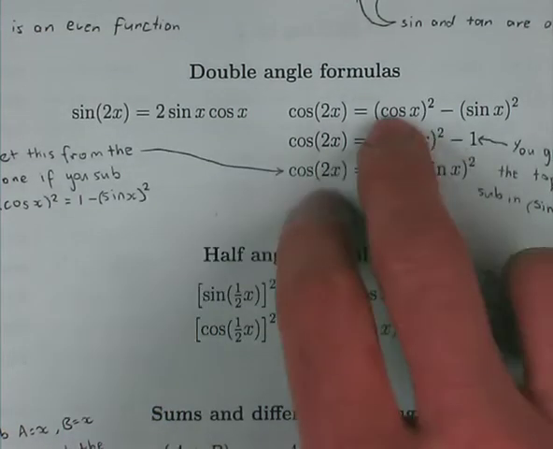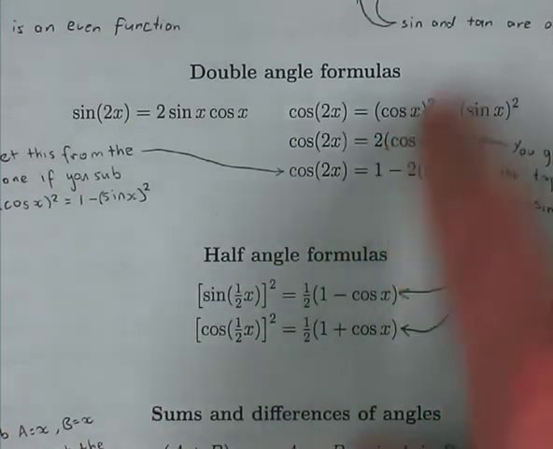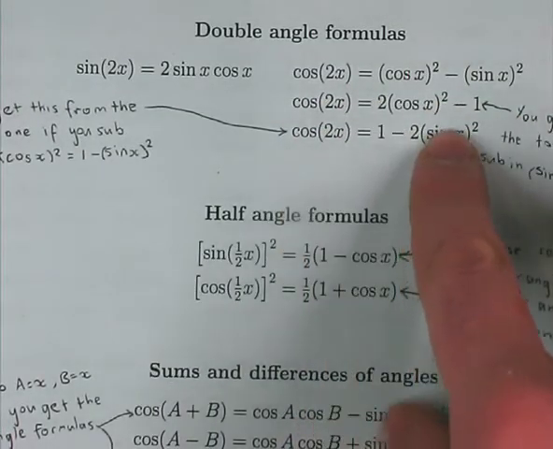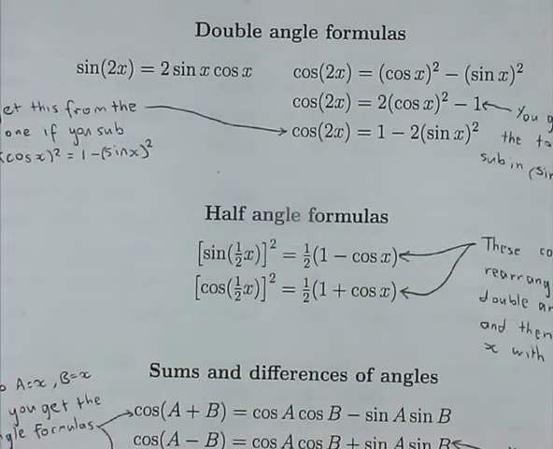And what you can do with this one is if you replace the cos squared with a 1 minus sine squared, based on this one, then you can get that one, that one. And if you replace the sine squared with 1 minus cos squared, then you can get that one. They're called the double angle formulas.